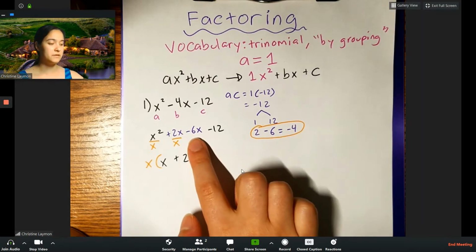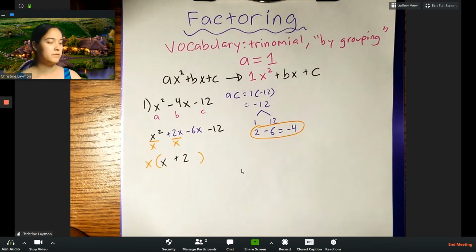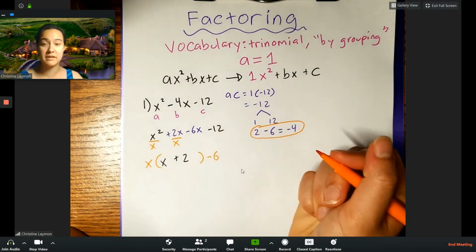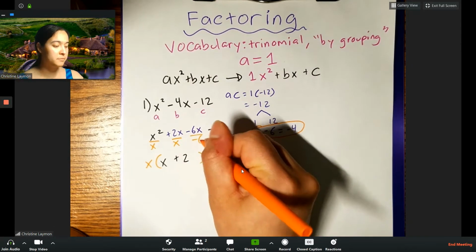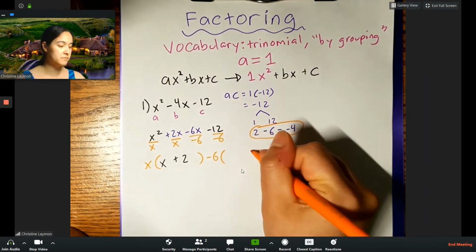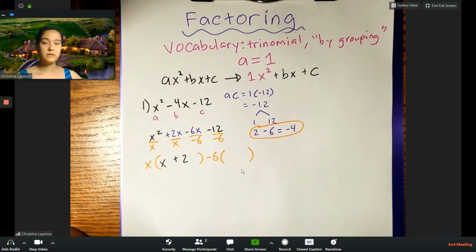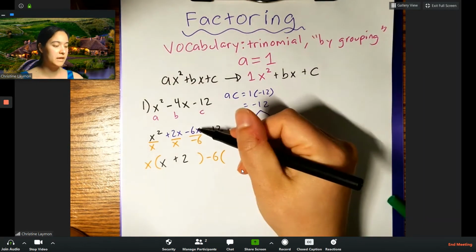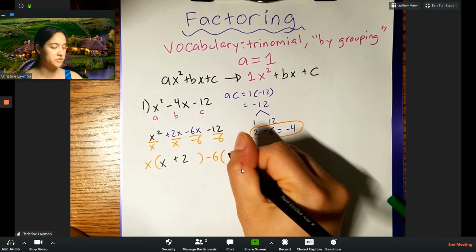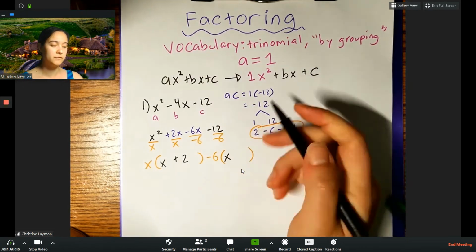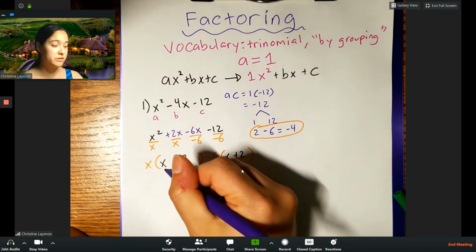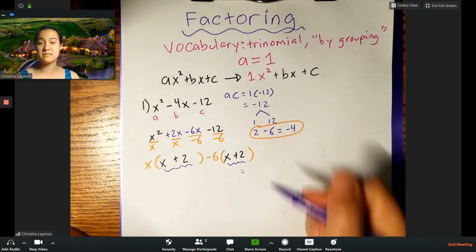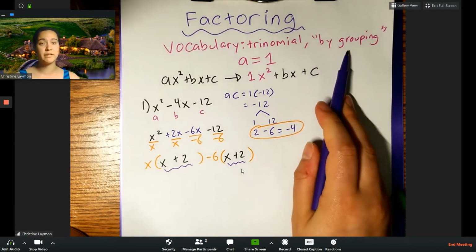Do the same thing for the second set here. I have negative 6x minus 12. They both have a negative 6 in common. Again, I'm looking for that greatest common factor. So divide by negative 6. And what we're left with, well, negative 6x divided by negative 6 is just x. Negative 12 divided by negative 6 is just plus 2. And again, that's a good thing because I do need these things to match. I need this and this to be the same if I am using factoring by grouping.